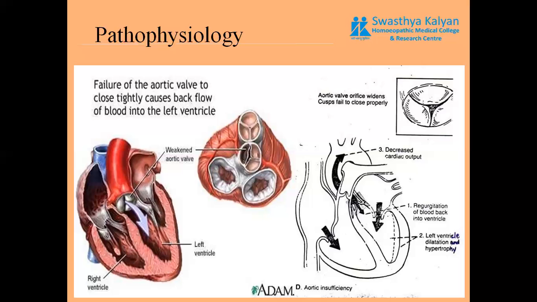Secondly, the other factor which contributes to hypertrophy of the left ventricle is decreased cardiac output, as the blood which is supposed to circulate from the aorta to the whole body, a part of that blood is regurgitating back into the ventricle. So the cardiac output eventually will reduce, and that reduction will lead to increased heart rate and increased pressure of contraction produced from the left ventricle, which leads to ventricular hypertrophy.